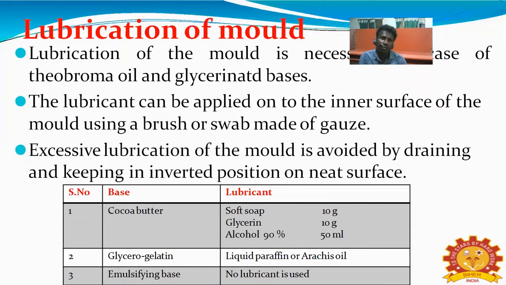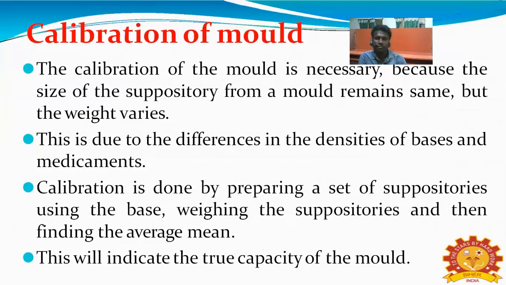Lubrication of mold. Lubrication of the mold is necessary in the case of theobroma oil and glycerinated bases. The lubricant can be applied onto the inner surface of the mold using a brush and a swab made of gauze. Excessive lubrication of the mold is avoided by keeping it in an inverted position on a clean surface. Lubricants include cocoa butter, soft soap and glycerin alcohol, glycerol gelatin, liquid paraffin, and arachis oil. For emulsifying bases, no lubricant is used.